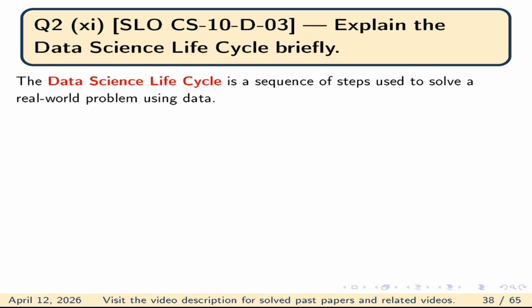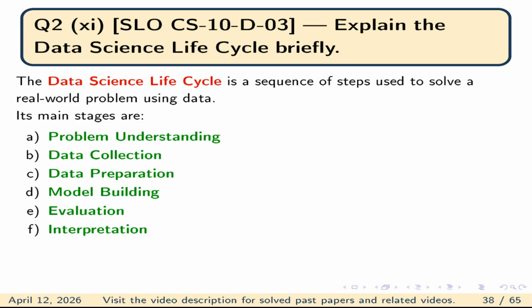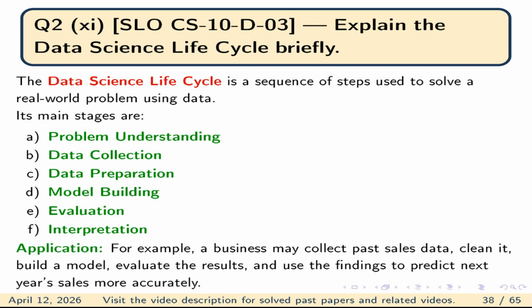11th part: Explain the data science life cycle briefly. The data science life cycle is a sequence of steps used to solve a real-world problem using data. Its main stages are problem understanding, data collection, data preparation, model building, evaluation, and interpretation. Application: for example, a business may collect past sales data, clean it, build a model, evaluate the results, and use the findings to predict next year's sales more accurately.